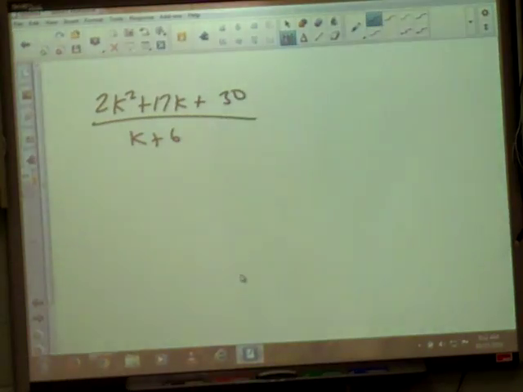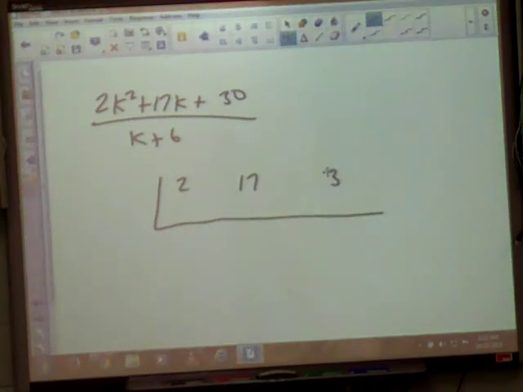Now, the good thing about synthetic division is it only involves numbers. You don't have to mess with the variables. So I'm going to take just the coefficients. My box goes upside down. Leave a little bit of space between the coefficients in your box: 2 for 2K squared, 17K, and 30. If you're missing one, you got to put a 0.